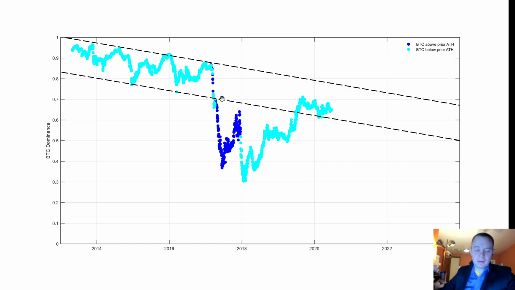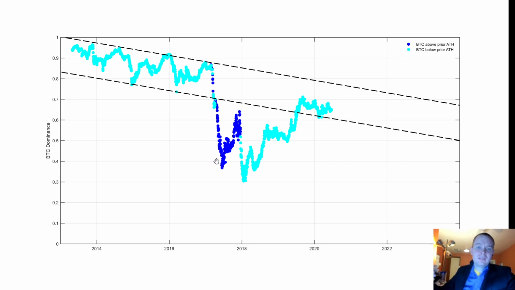And then once it confirmed it was above $1,100, this is when the dominance of Bitcoin dropped like a rock, because during this time, coins like Ethereum, XRP, and a lot of other coins were going up 2,000% or so. And this happened in a very short period of time. And you can see the dominance drop from 0.7 to 0.37 in just a couple months or so.